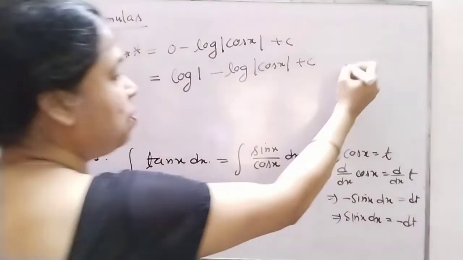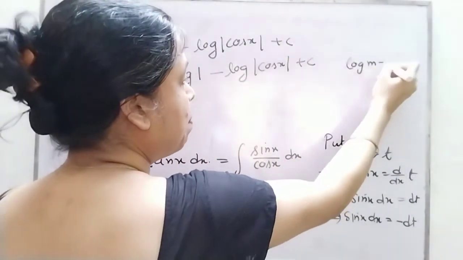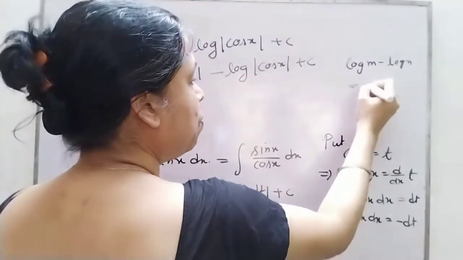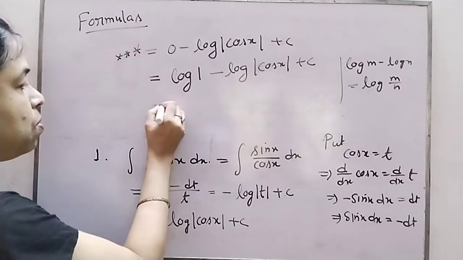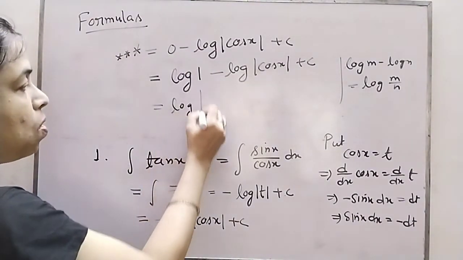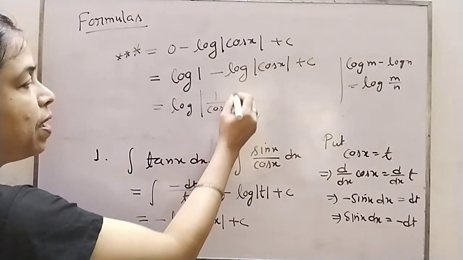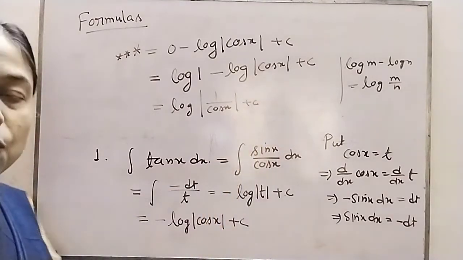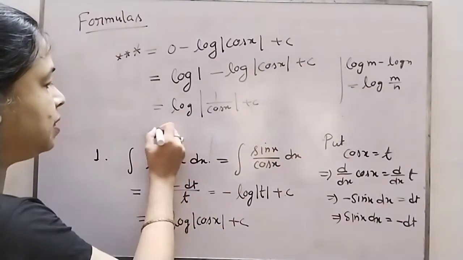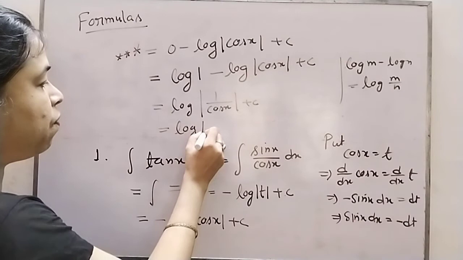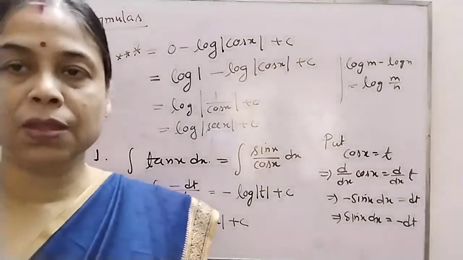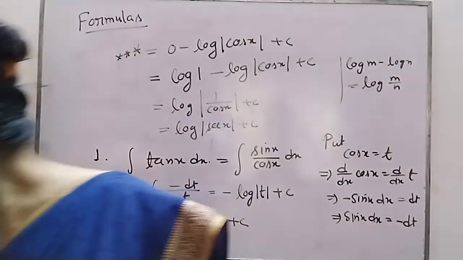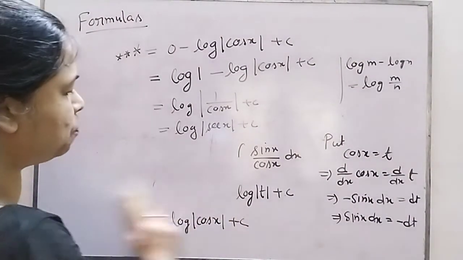Then this formula, log of m minus log of n gives you log of m by n. Is it not? So here I can use it, and this will give you log of 1 by cos x plus c. And what is the meaning of 1 by cos x? This is nothing but log of modulus of sec x plus c. Hope this method is clear to you. Okay. Now I am going to the next process.